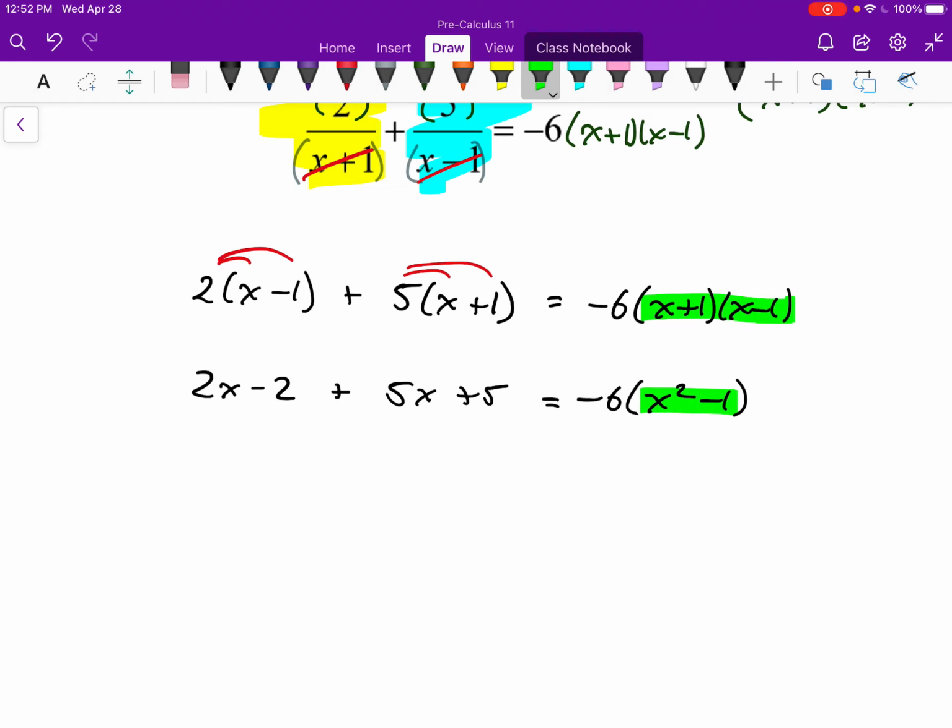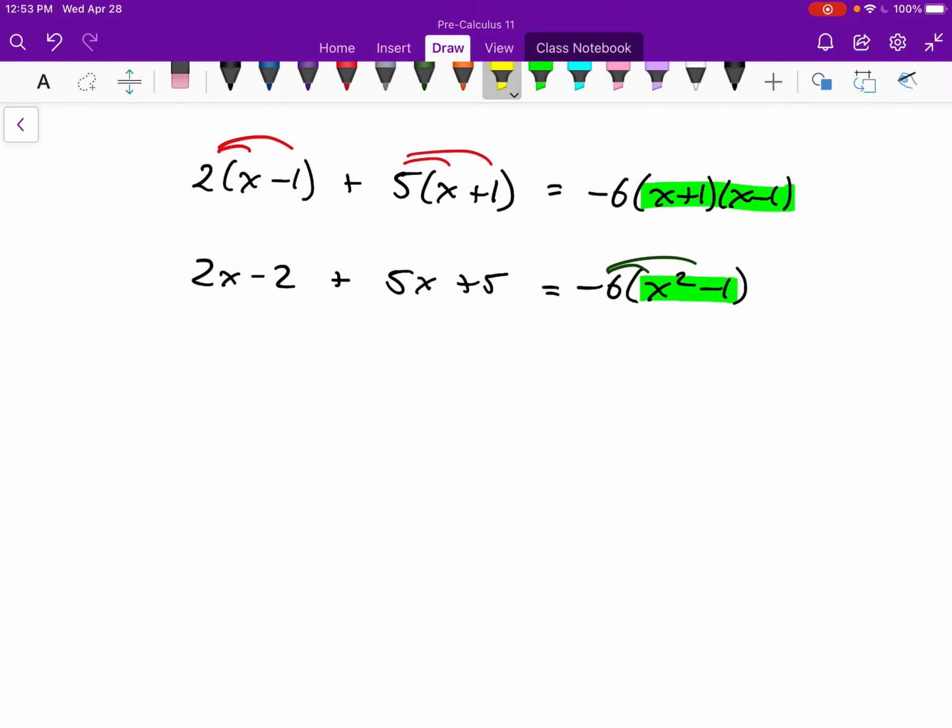I'd rather go x plus 1 times x minus 1 first, because we've seen factors like that so often. I'm hoping we know that really quickly that must equal x squared minus 1. And then I distribute this. And on the left-hand side, I might as well collect some like terms as well. So I have 7x plus 3 on one side and negative 6x squared plus 6 on the other.